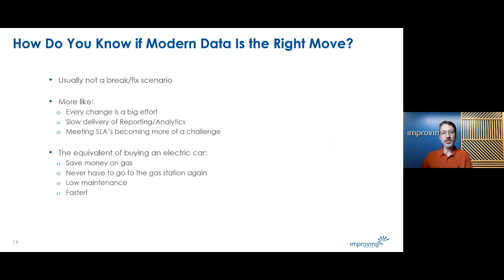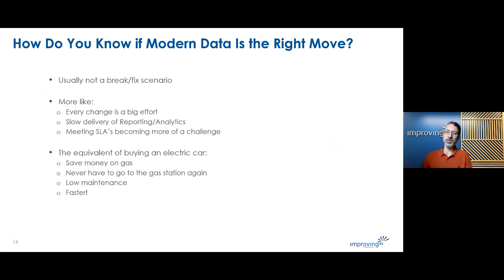Every change is a big effort. Every development change to your ETL pipelines, for example, is a bigger and bigger effort. There's slow delivery of reporting and analytics deliverables. When requests come in, how long does it take? Does it take 2 weeks to generate a new report or months to generate a new data mart? And meeting SLAs is becoming more and more of a challenge because of exploding data volume and other things. Meeting your overnight ETL SLA outside of business hours may become more and more expensive to accomplish.